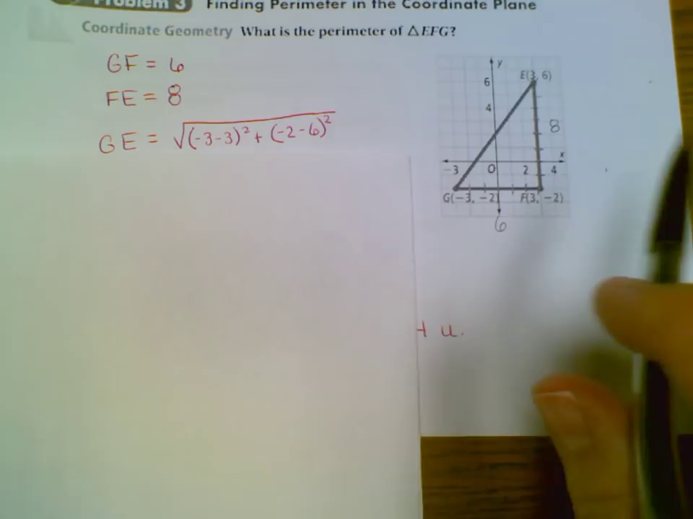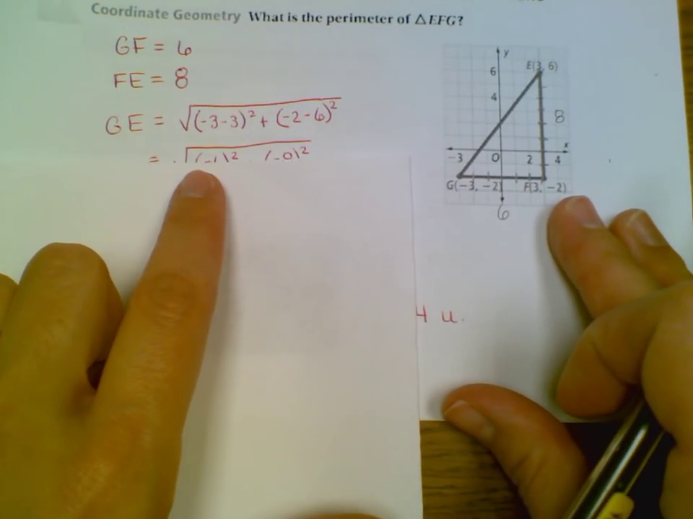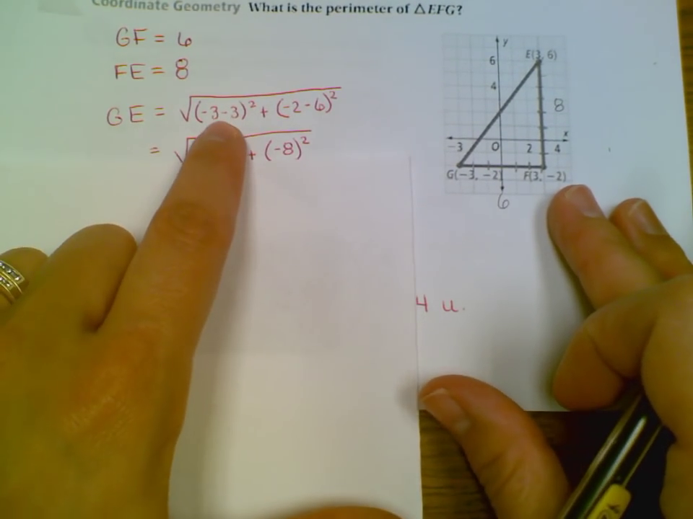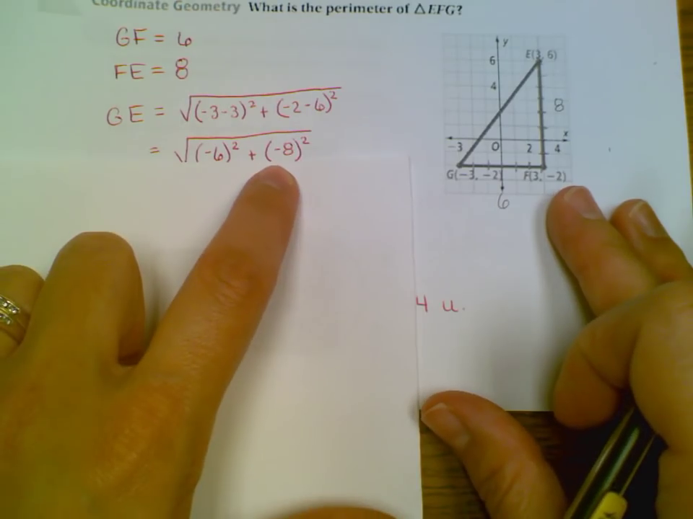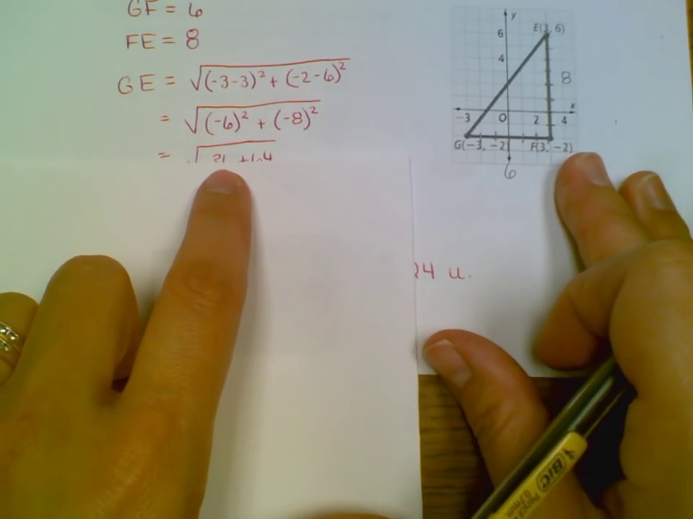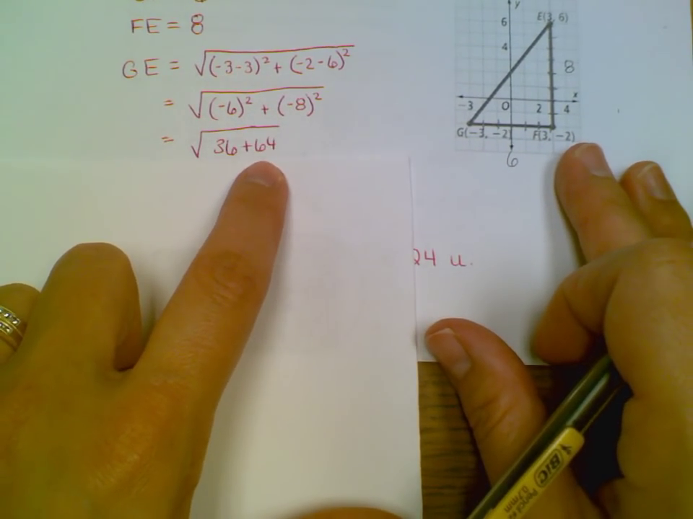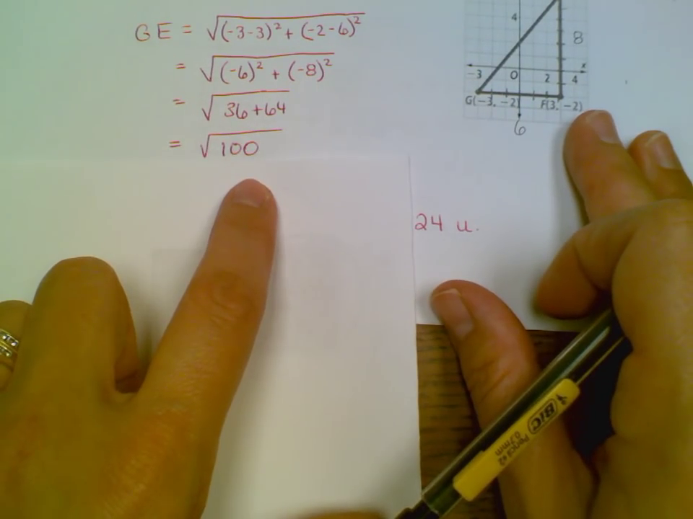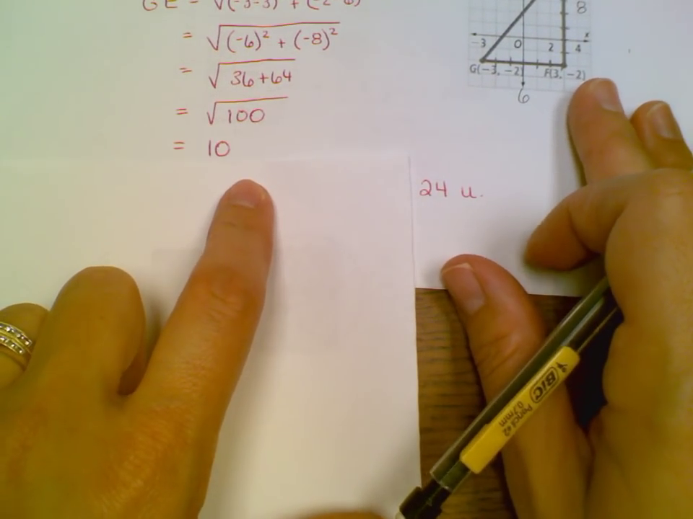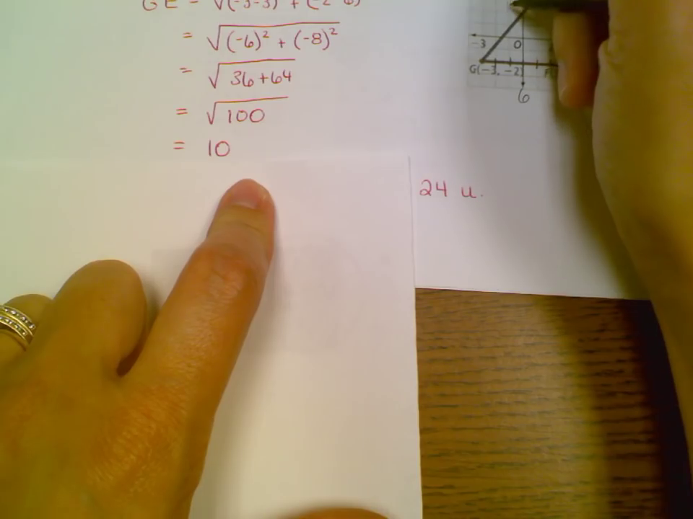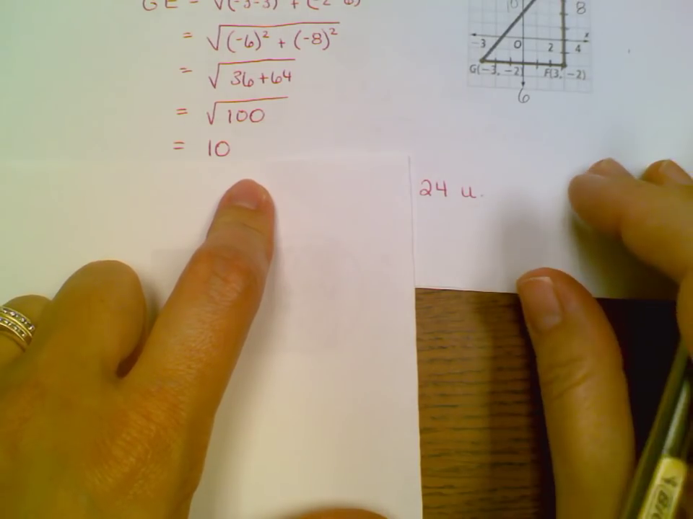If you wanted to, you can do it in several steps. So I break it down and I subtract these two, and then I square it. So I get 36 and 64. Add those two together, so I got the square root of 100, and the square root of 100 is 10. So in this case, I found that that slanted line is 10.